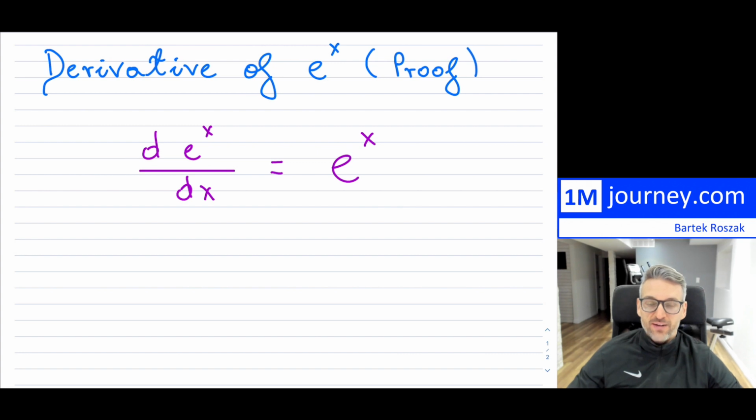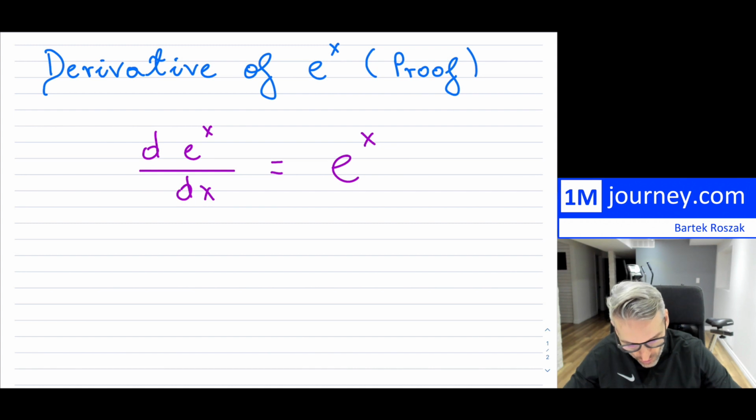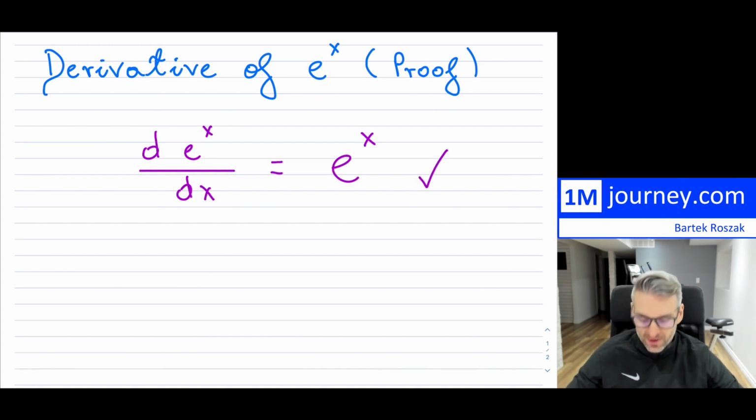You don't really have functions that spit out a derivative that is exactly the same function. So the first derivative is e to the x, the second derivative is e to the x, and so on. That's pretty remarkable, and it is utilized quite heavily. Now, why does this come about? Well, we can certainly try to show it, and I'm going to do that.